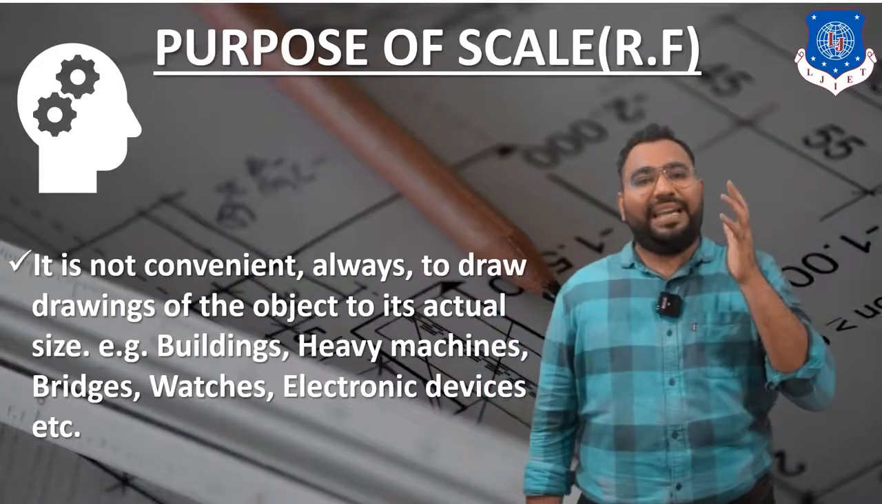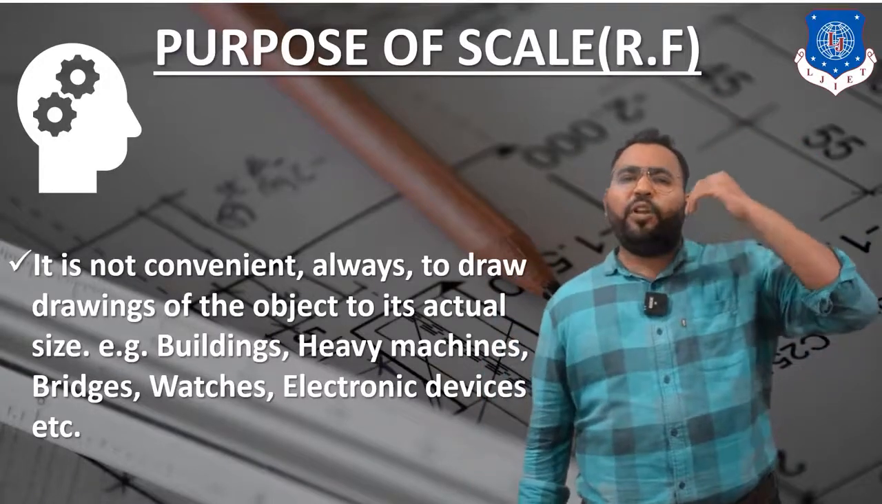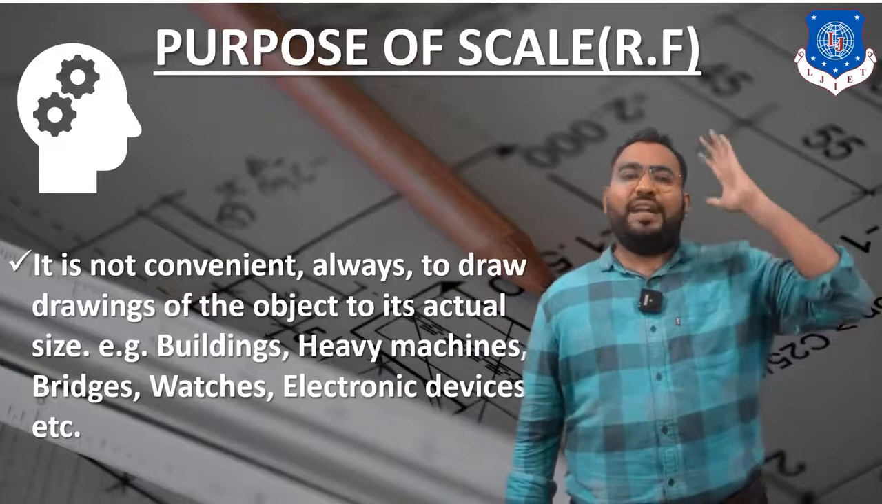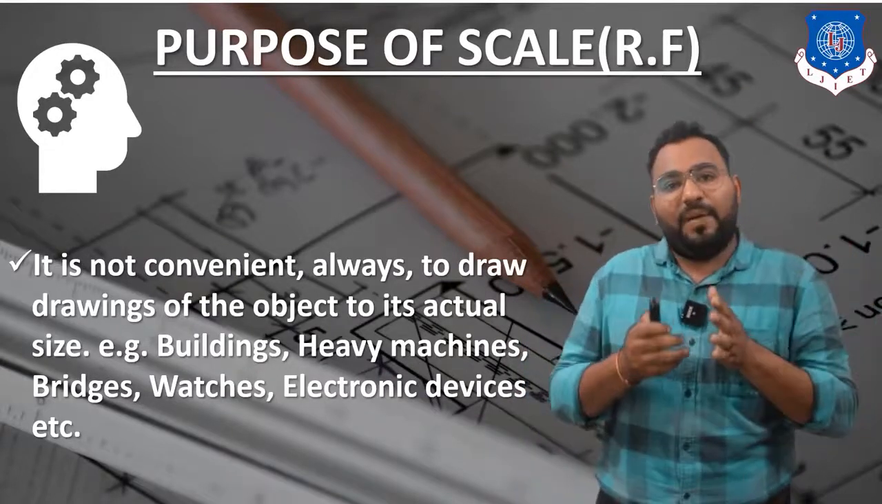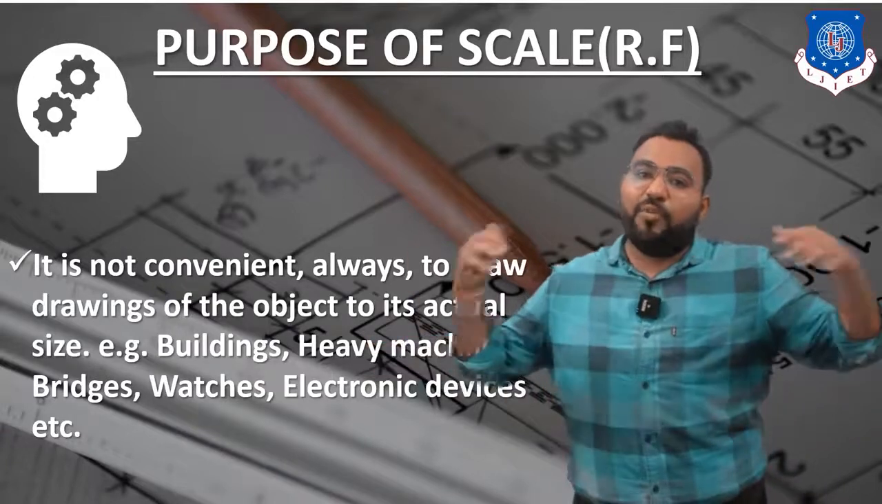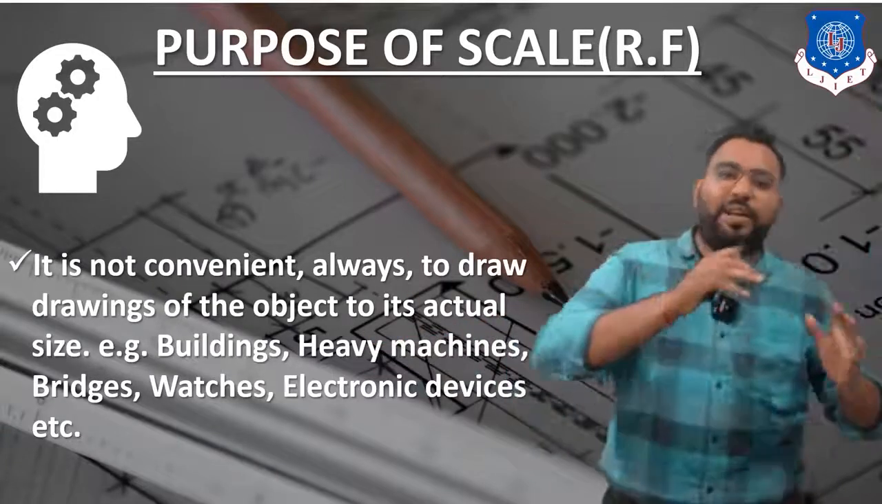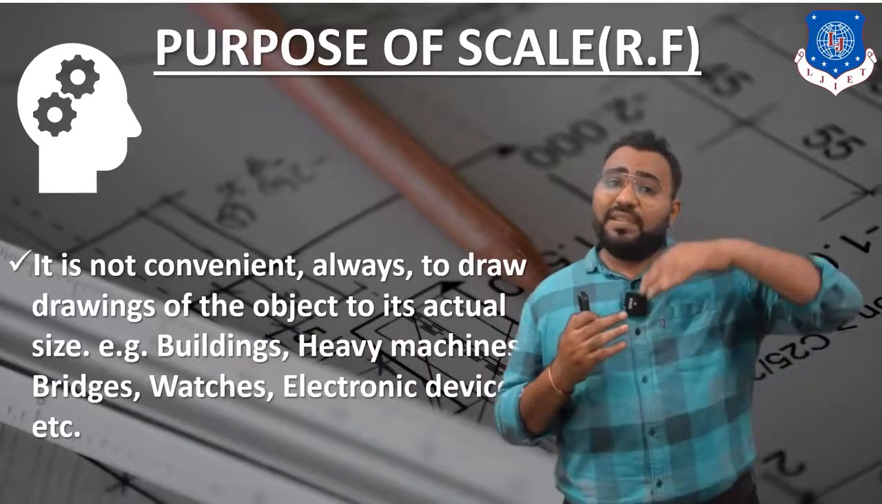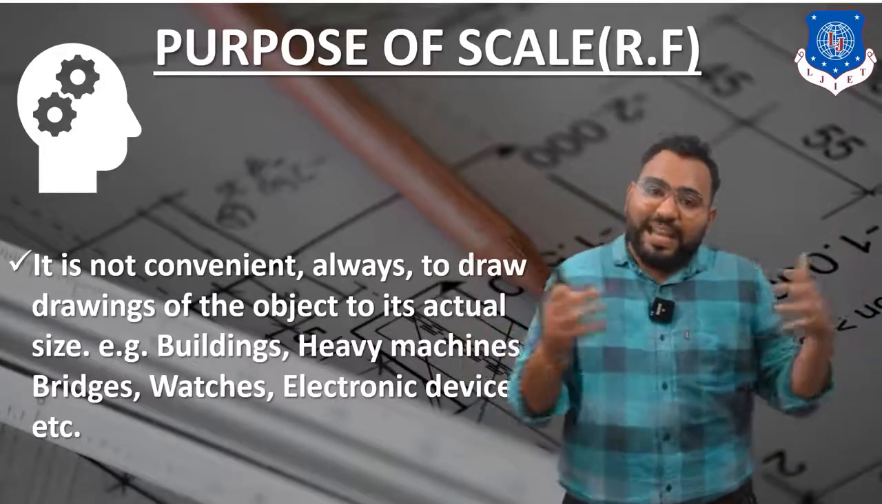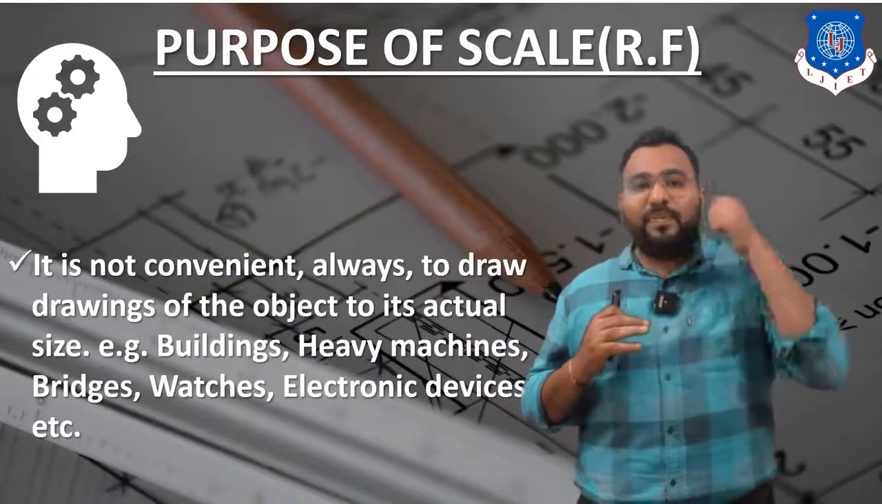Let's say the height of a particular building is very large. Then what will I do? I will scale it down. Just like the example I gave, a 1000 centimeter long line, I am going to represent it by 10 centimeters. So when there are situations where dimensions are very large, then you have to scale it down. So this is the first purpose.